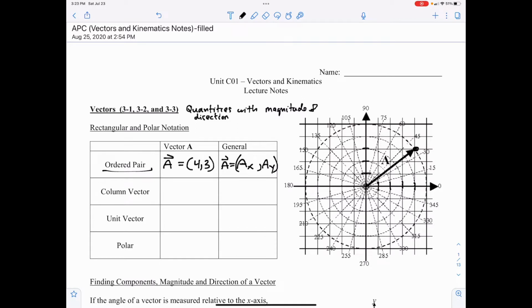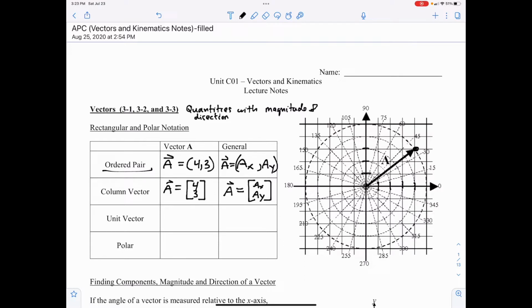Now, another way we could represent it is in matrix formation or as a column vector. And we can represent that as 4, 3 in a matrix format. A matrix is nothing more than an organized table with rows and columns. And we can see we're representing it with the x component over the y component.